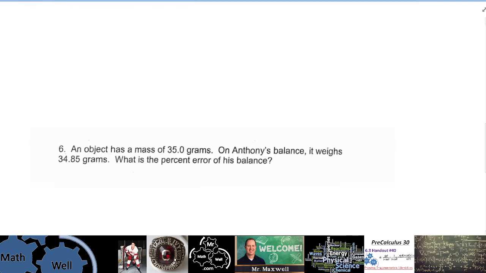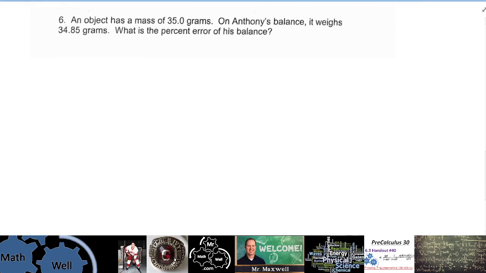Let's do another one. Okay, so here's another example. You don't have to copy this down. Like I say, you can just write down the givens with me here. So what would the givens look like here? An object has a mass of 35 grams. Anthony's balance weighs 34.85 grams.